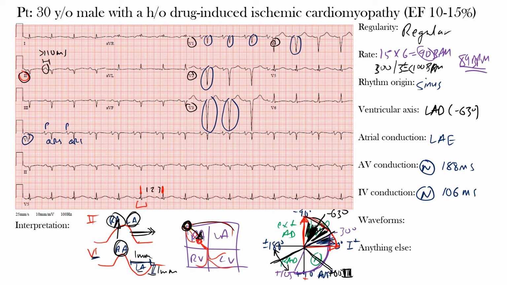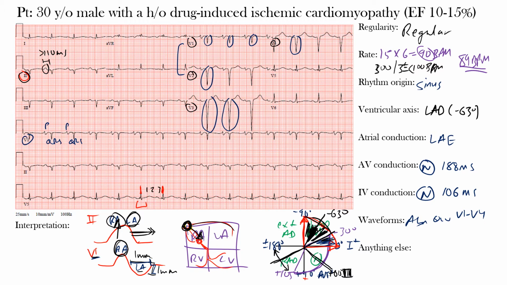So remember, V1 and V2, we tend to think of them as the septal leads, and then V3 and V4, more of the anterior leads, okay, over the anterior portion of the left ventricle, okay. So because we have these abnormal Q waves in V1 through V4, we're thinking of a prior anteroseptal MI.